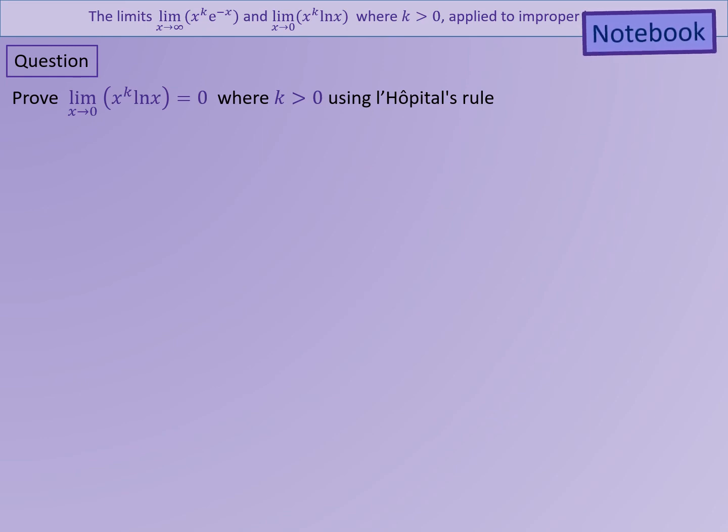Okay, so we're going to prove another important result, the other important result that's at the top of the board, which the examiner expects you to know. How can you use L'Hopital's rule to prove that this function is equal to 0? So just get it down in your notebook, then we'll investigate how to do it.